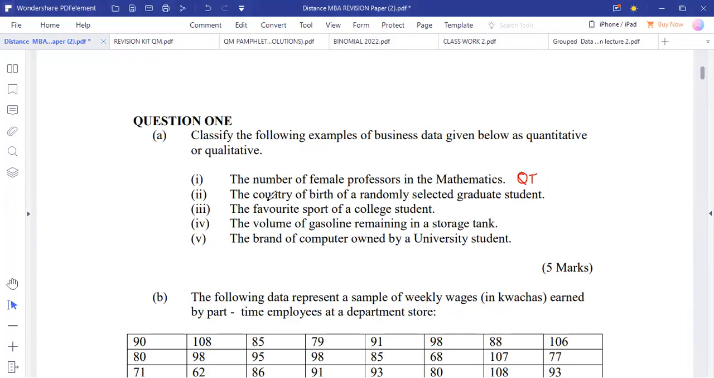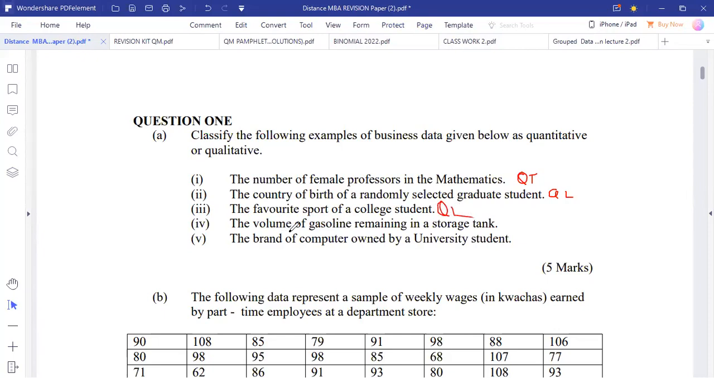The ladies, the country of birth for a graduate student. Quickly. Quantitative. Qualitative. Qualitative. Okay, for the country. Qualitative. The gent, favorite sport. Qualitative.